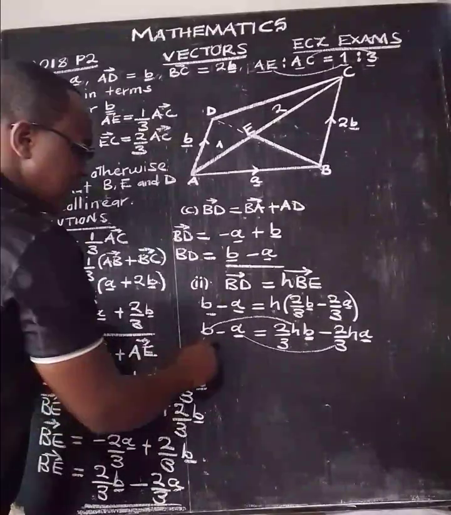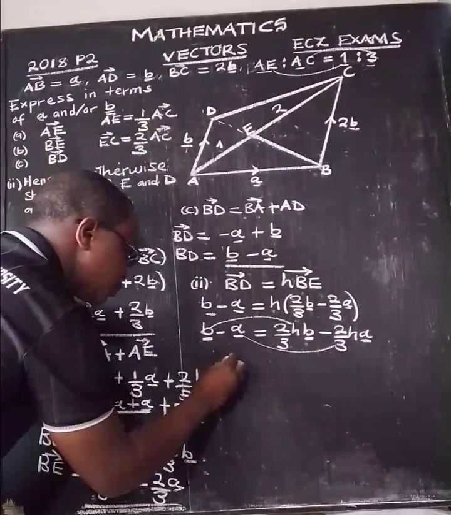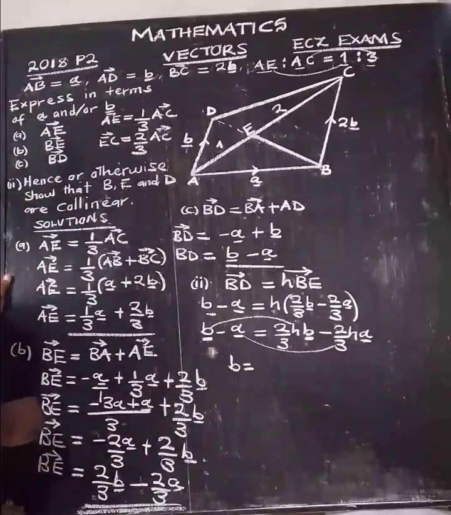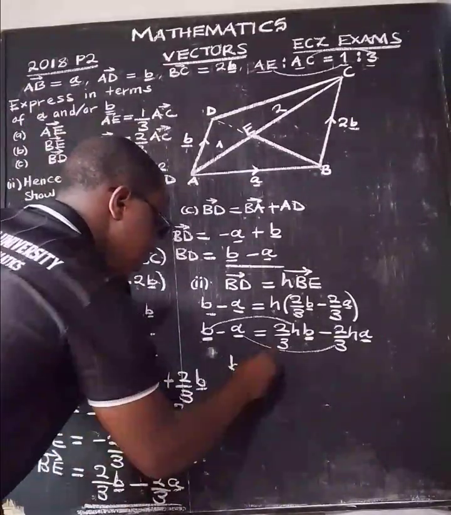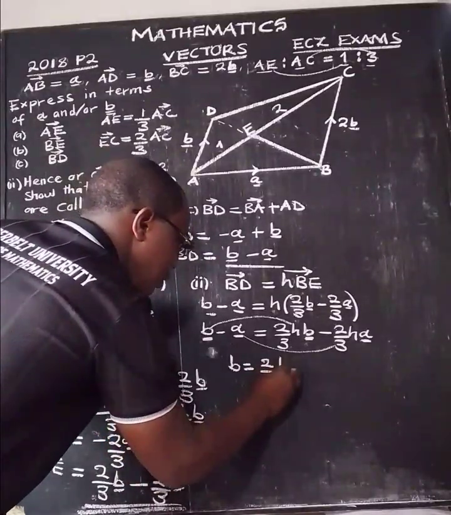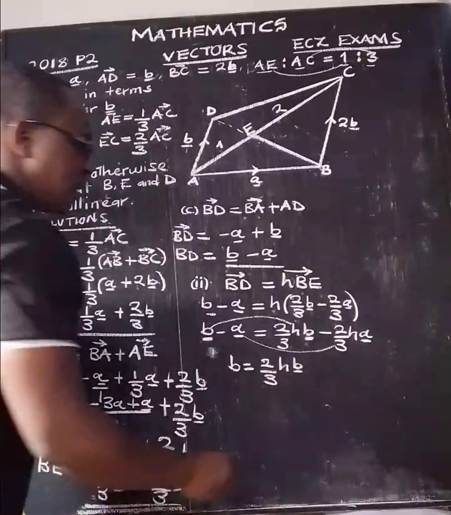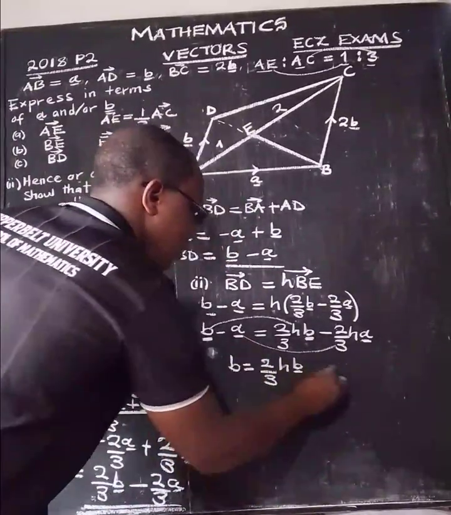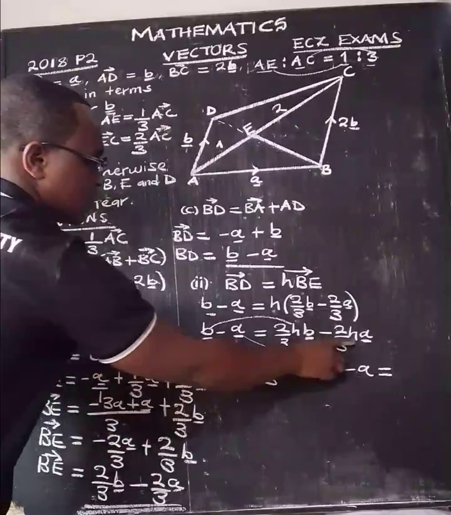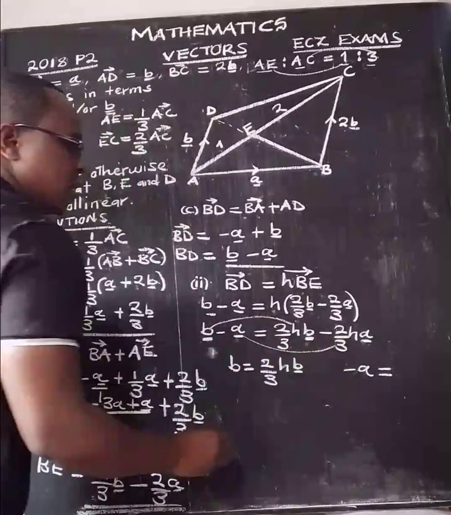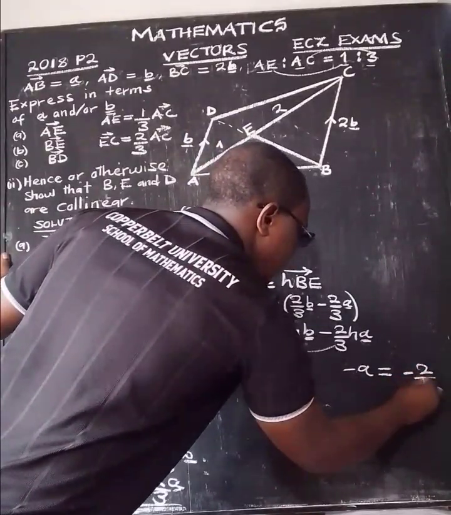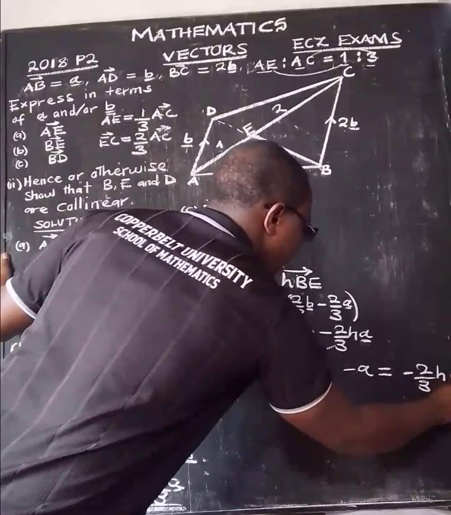Okay, because these are like them. So we're going to have B, and we're going to have what? B. Okay, B is equal to 2 over 3 h vector B, and then on this other side you're going to have what? Negative A is equal to this, because there is A, we have negative A is equal to negative 2 over 3 h vector A.